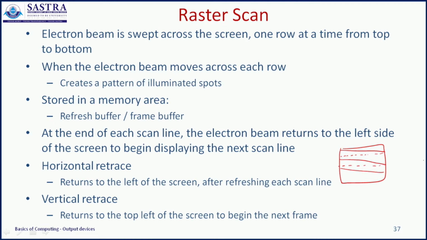So these are the horizontal traces. What is a vertical trace? After finishing the entire set of horizontal lines, when the trace finishes the last line, it goes back to the first line. That is vertical retrace. Vertical retrace means the beam returns to the top left of the screen to begin the next frame.